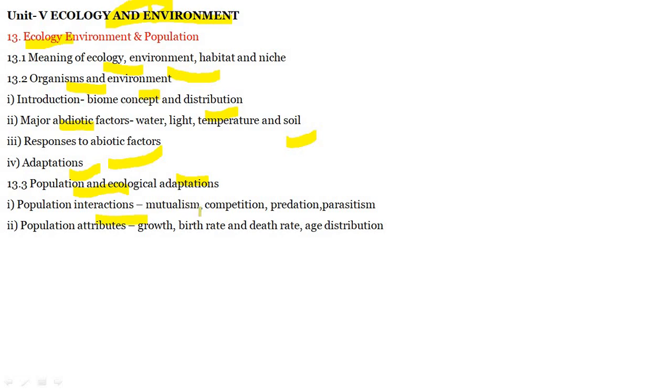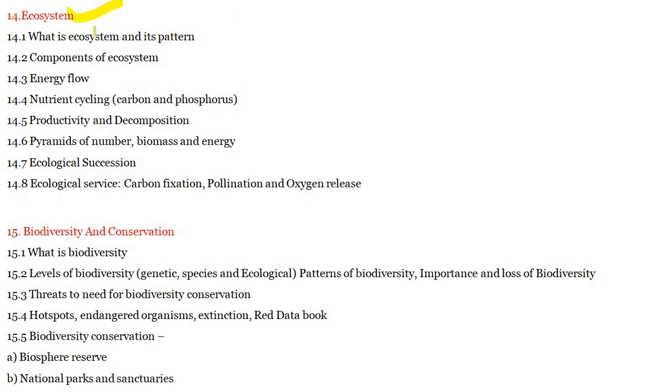Population interactions: mutualism, competition, predation, parasitism. Population attributes: growth, birth rate, death rate, age distribution. Ecosystem, what is an ecosystem and its pattern, components of the ecosystem, energy flow, nutrient cycling, carbon and phosphorus, productivity and decomposition, pyramids of number, biomass and energy, ecological succession, ecological services, carbon fixation, pollination and oxygen release.